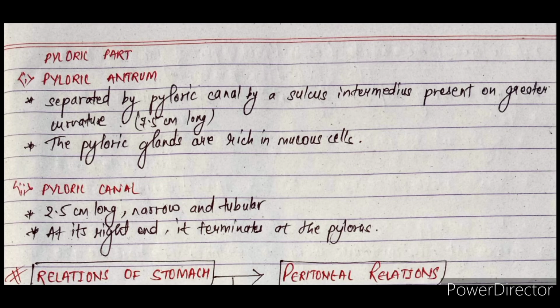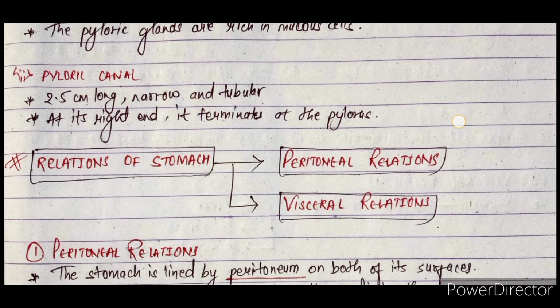So now let's see about the pyloric part. It is subdivided into the pyloric antrum and pyloric canal. The pyloric antrum is separated from pyloric canal by a sulcus intermedius present on greater curvature, which is 7.5 cm long. The pyloric glands are rich in mucus cells. Pyloric canal is 2.5 cm long, narrow and tubular. At its right end, it terminates at the pylorus.